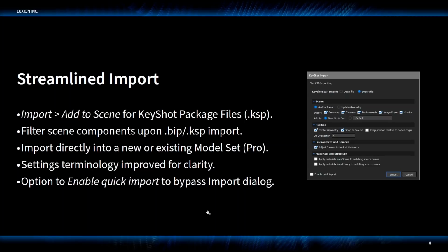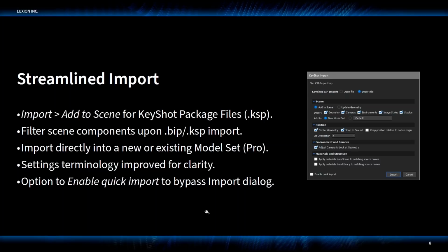So for streamlined import, we've made a number of improvements. One that I find to be very useful is you can now add KeyShot package files to a scene. In the past, you've had to open these up separately, extract the BIP, and then import the BIP into the scene. So you can now bring those package files right into an existing KeyShot scene.